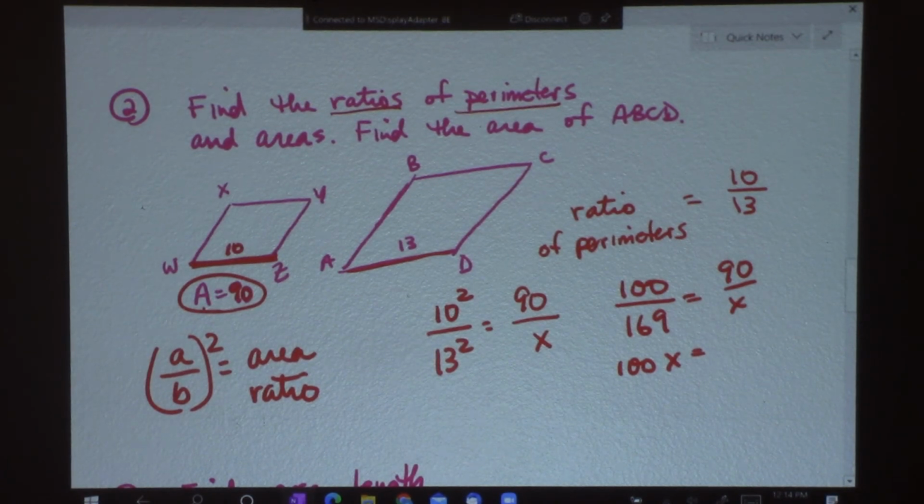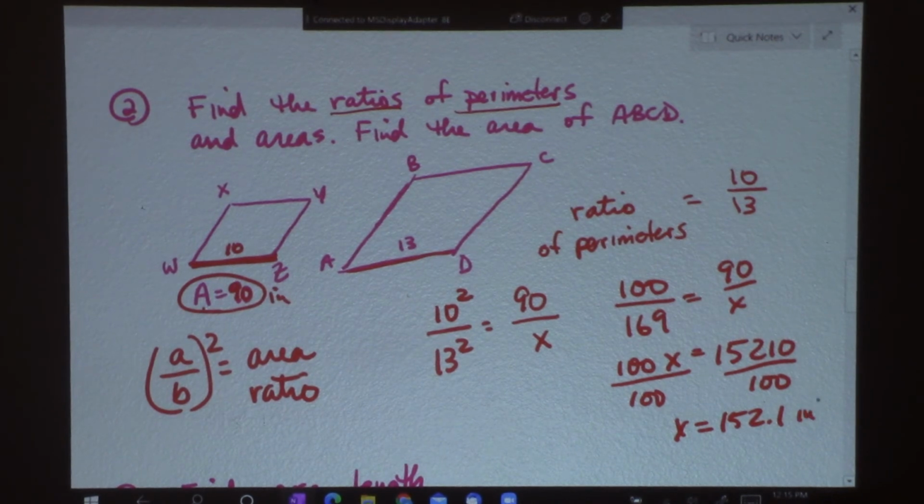Let's see what we get. 169 times 90, and I get 15,210, and I'll divide by 100, and I get 152.1. They didn't give us any lengths, so let's call it inches. So this would be inches squared for area.